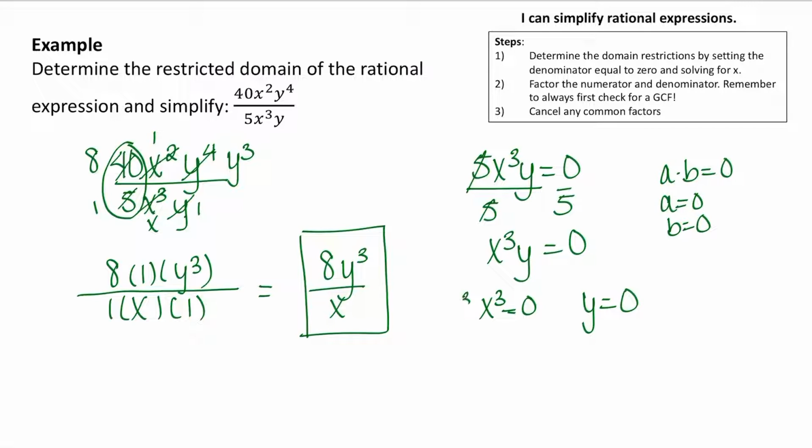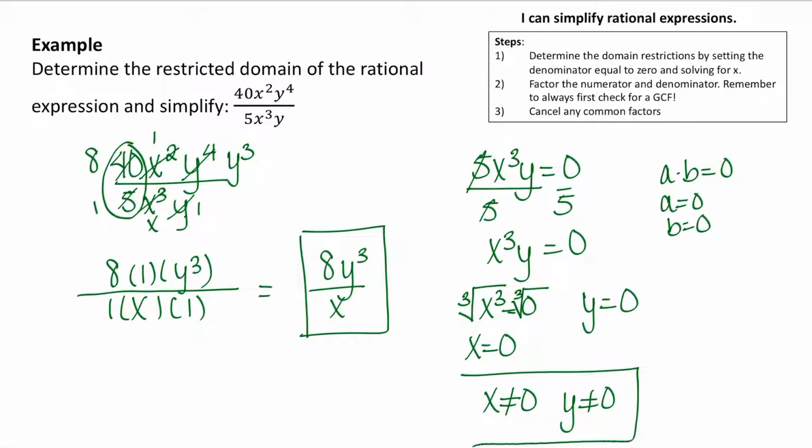So to solve that, we can just take the cube root of both sides. And when we do that, we get x equals 0. So that means that's going to be our restriction. We're going to say that x does not equal 0, and we're going to say that y does not equal 0, because those two values will make our denominator equal to 0.